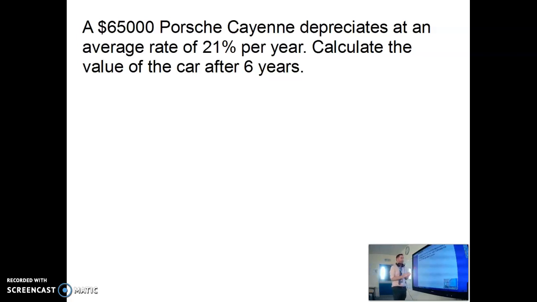Right, let's do an example. A $65,000 Porsche Cayenne depreciates at an average rate of 21% per year. We want to know the value of that car after 6 years. So we'll take that formula and we're going to substitute these values into it. Well, we've got our initial value as 65,000, so that's going to go in here. Our rate of depreciation, 21%, it's going to go in here. And the number of years, 6, that's going to go here.